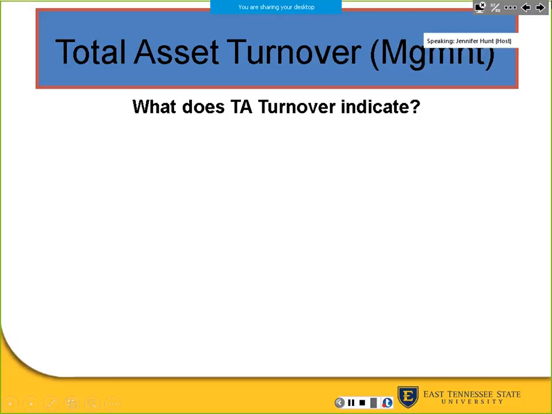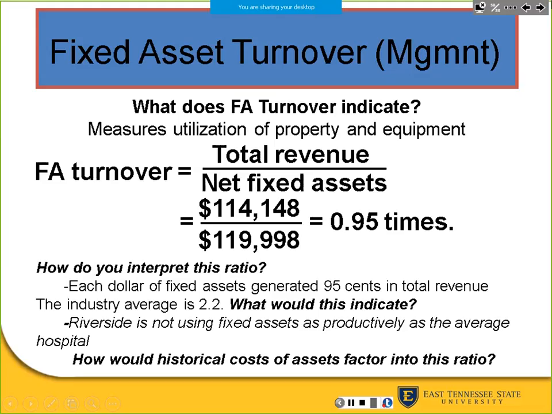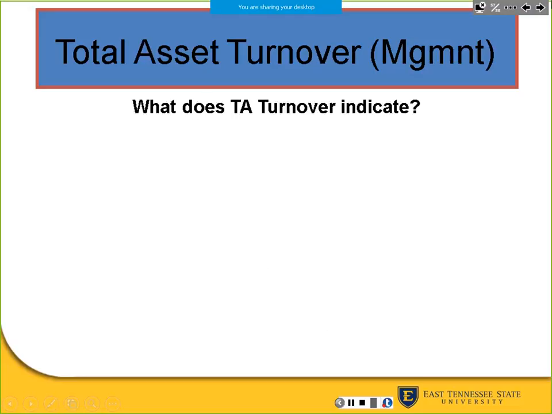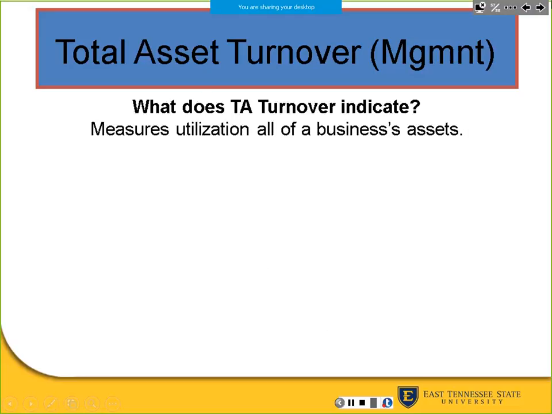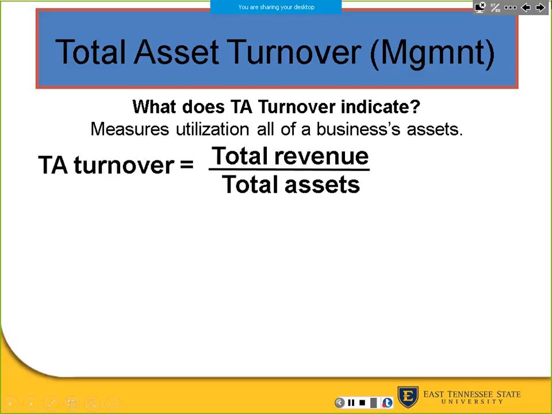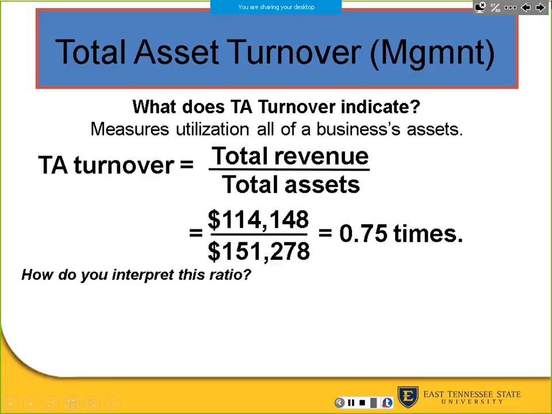So total asset turnover is different than fixed asset turnover. With fixed asset turnover, we're looking at things that merely are fixed, like our property and equipment. Total asset turnover looks at all of our business assets, so not just our property and equipment, but every asset and how we utilize it across the organization. So here we're taking total revenue divided by total assets. We have 114,148, but this time we go down to total assets on our balance sheet and take 151,278, which gives us 0.75 times.